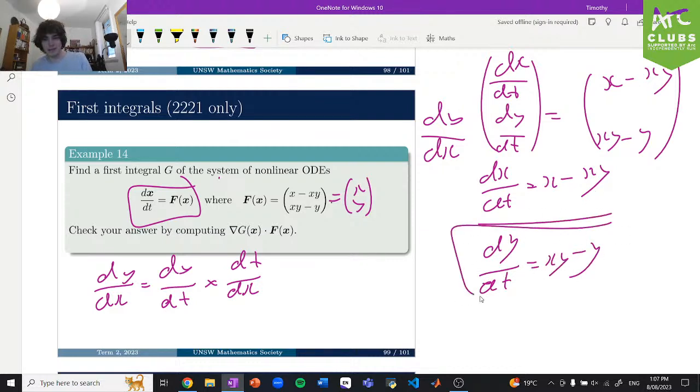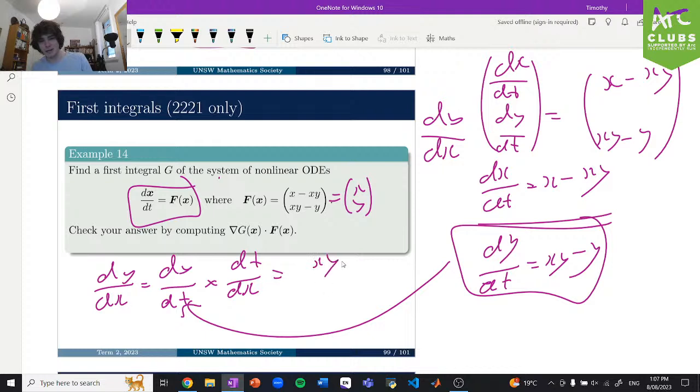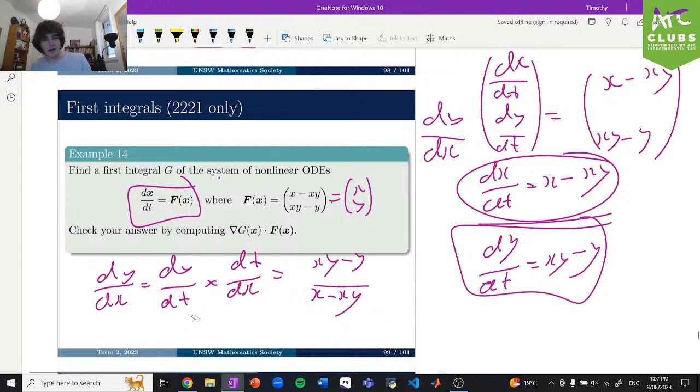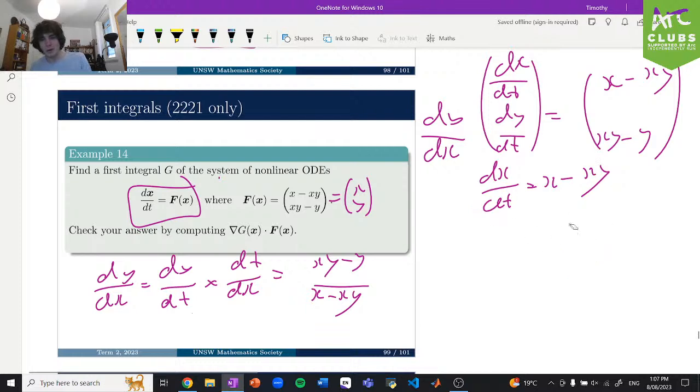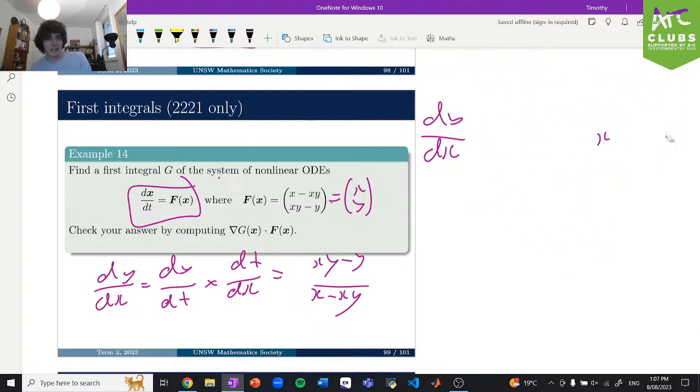So let's go ahead and substitute those two in. So dy on dt is equal to xy minus y, so this is going to be equal to xy minus y divided by our dx on dt, which gives us x minus xy, which is really cool. Because now, remember, all the way back, we were like, okay, if we can figure out some dy on dx is equal to something, hopefully then we can integrate it, and maybe if we can integrate it, we'll get some c, which will give us some kind of first integral. Let's see if that happens.